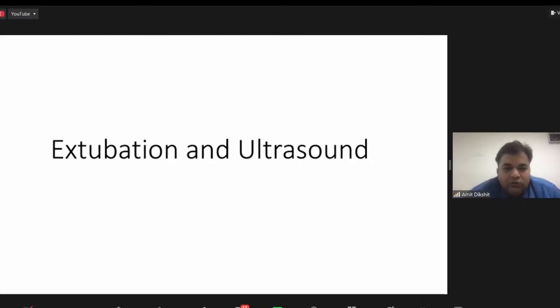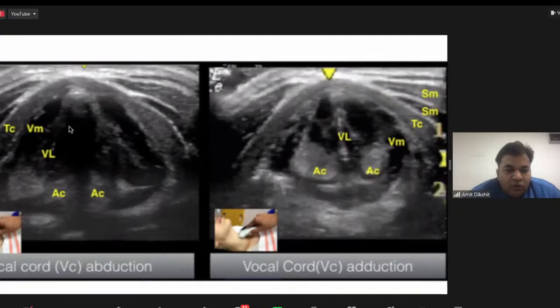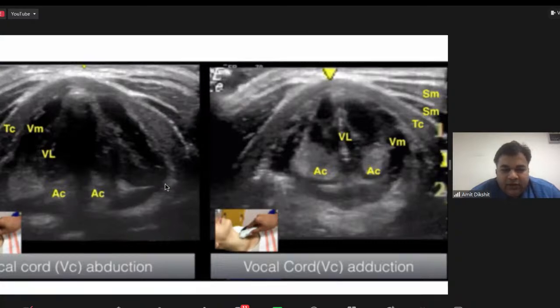Dr. Apeksh sir was talking this morning about vocal cord movement and post thyroid surgery. Vocal cords we see very well: the true vocal cords are seen as a black line and the false vocal cords are gray, and then there is the arytenoid cartilage. Simultaneous movement of the arytenoid cartilage rules out vocal cord palsy.